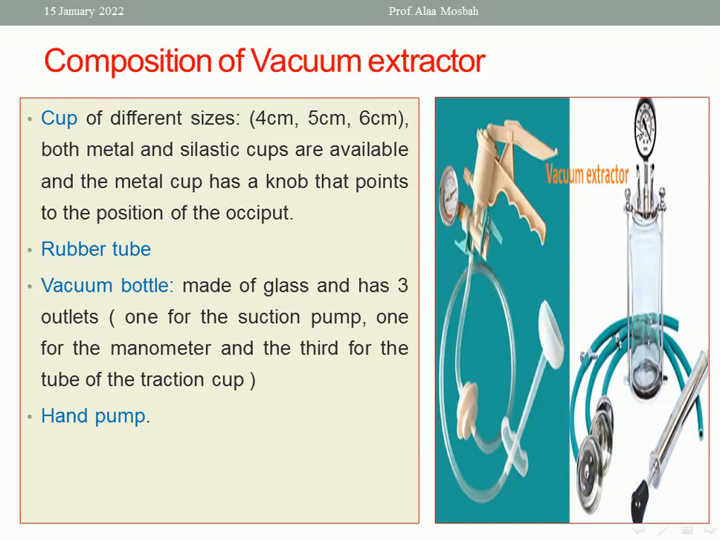So 3 outlets: bottle, cups, pump, manometer. This is another shape of vacuum delivery instrument. Here, suction is done with this instrument. This is the manometer. This is the rubber tube. This is the silastic cup.